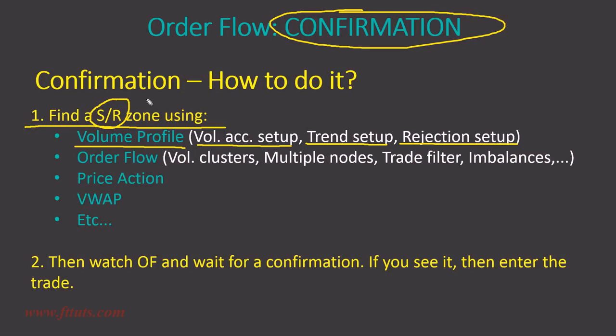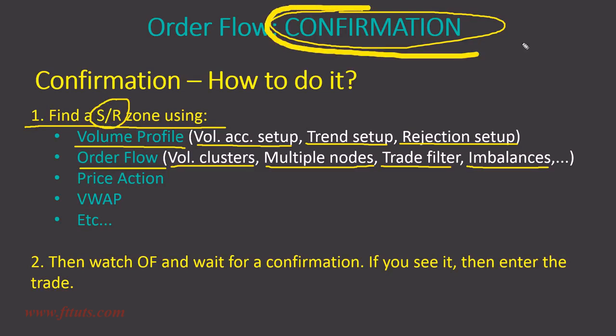So you can find support and resistance zones using volume profile. This is actually what I prefer. You can also find support and resistance zones using order flow. I also prefer that. You can use the setups which I already showed you to identify those zones. So you can use the volume clusters, multiple nodes, trades filter, or the imbalances to find those support and resistance zones. And around those support and resistance zones, you'll be waiting for the confirmation.